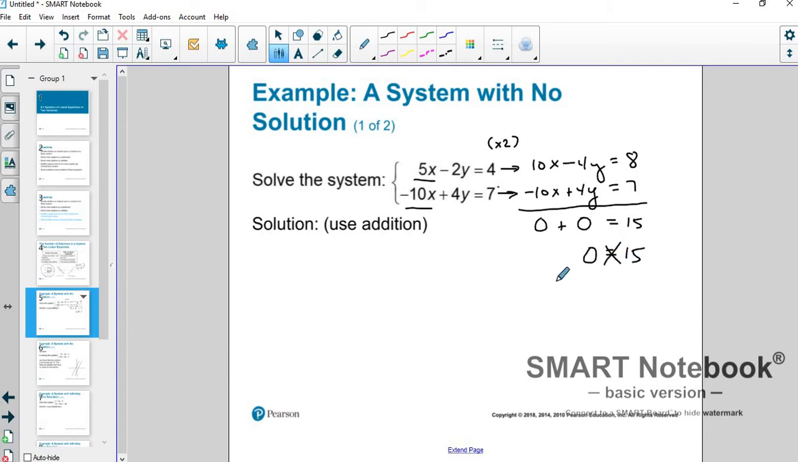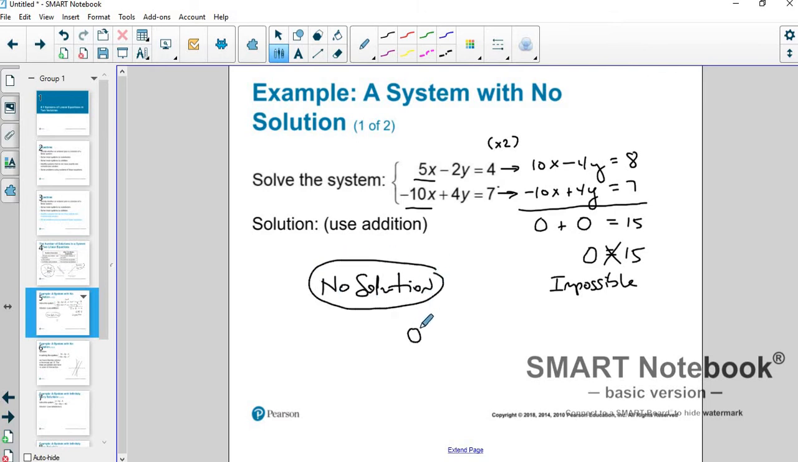Well, that never happens. That's impossible, right? It's impossible for 0 to equal 15. And so what does that mean? That means we have no solution. And so you write no solution, or you can write the empty set, a 0 with a slash through it. Okay, I'll take either one of those.